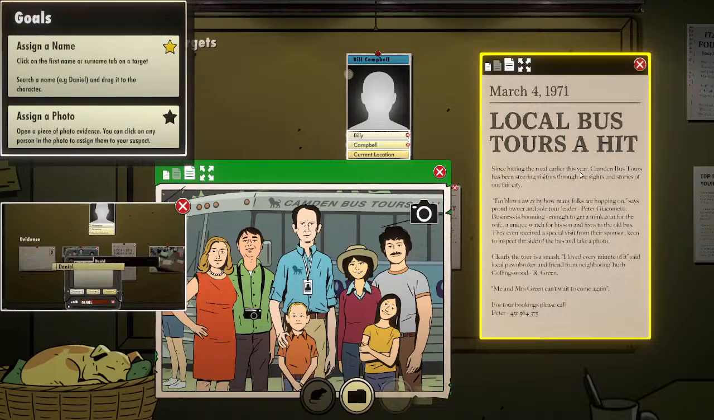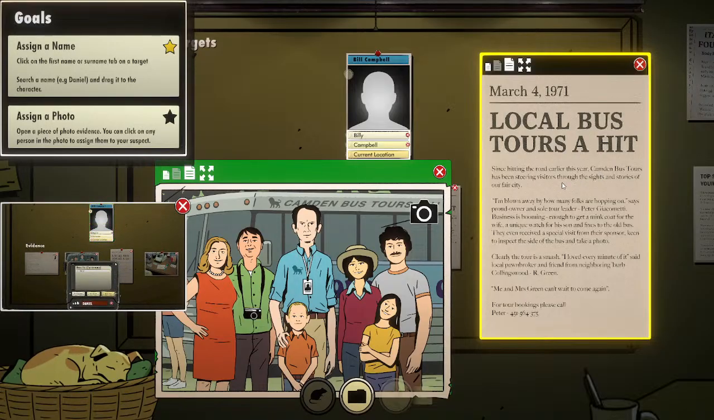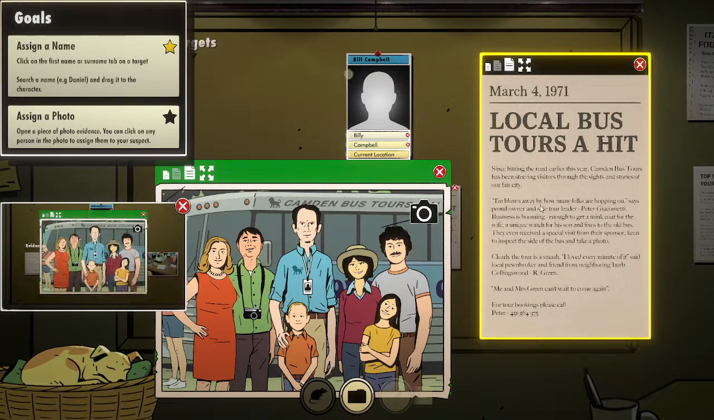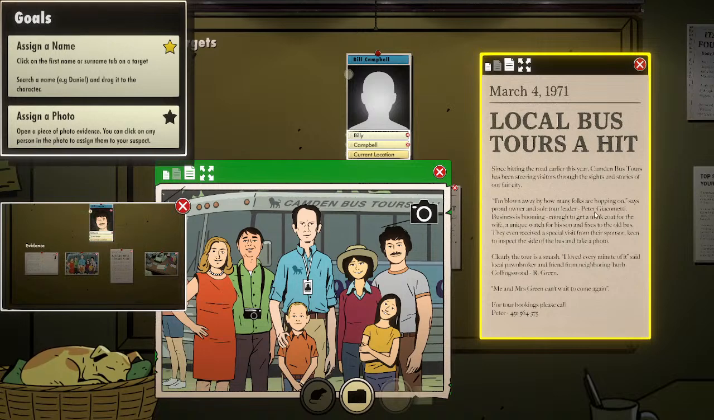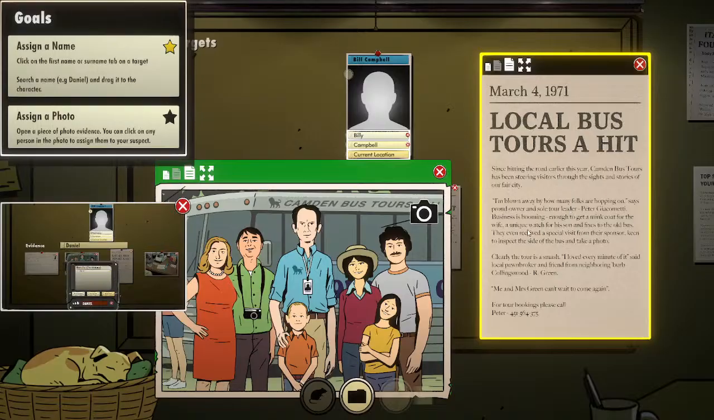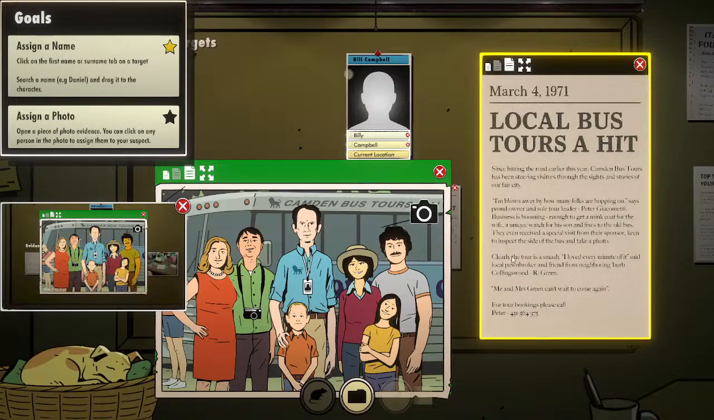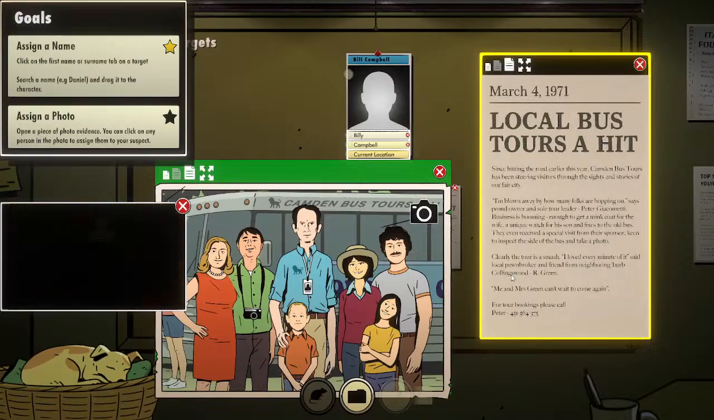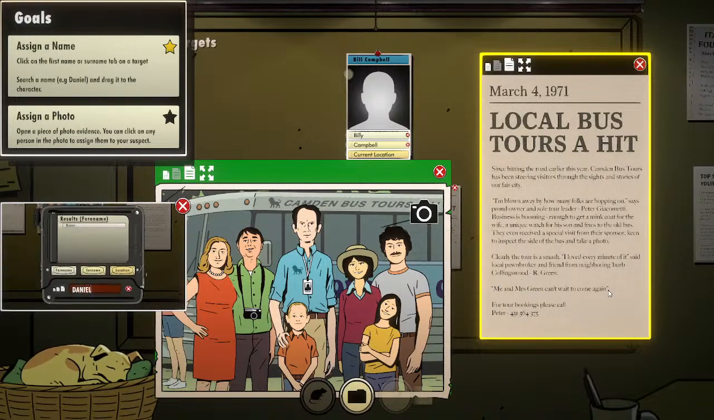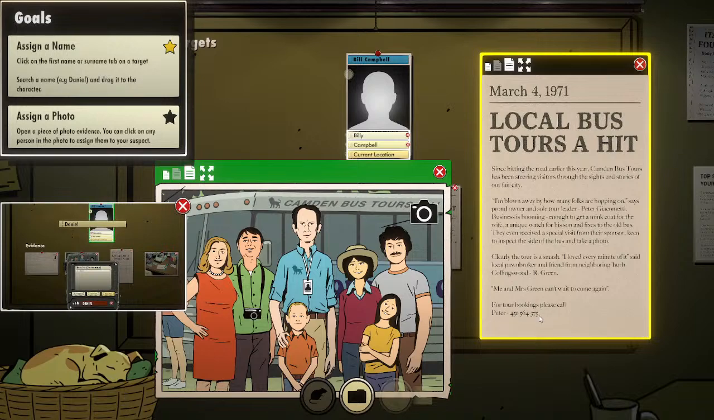It's hitting the road earlier this year. Camden Bus Tours has been steering visitors through the sights and stories of our fair city. I'm blown away by how many folks are hopping on, says proud owner and sole tour leader Peter Giacometti. Business is booming, enough to get a mink coat for the wife, a unique watch for his son, and fixes to the old bus. They even received a special visit from their sponsor, keen to inspect the side of the bus and take a photo. Clearly the tour is a smash. I loved every minute of it, said local pawnbroker and friend from neighboring burb Collingswood, R. Green. Me and Mrs. Green can't wait to come again. For tour bookings, please call Peter at this number.